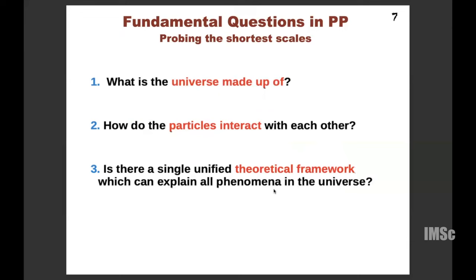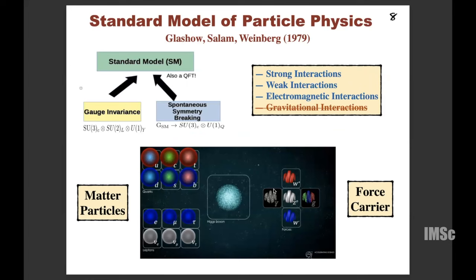So apart from asking these questions, like what is the universe made up of and how these particles interact with each other, we are also after finding a single theoretical framework which can describe the physics at different scales, okay, very short distance scales. That is also one of the goals of particle physics. Right now, we do have a theoretical framework, the standard model of particle physics, and this can describe three out of the four fundamental forces in nature, which are strong interaction, weak interaction, and electromagnetic interaction. Gravitational interaction is not part of this yet.